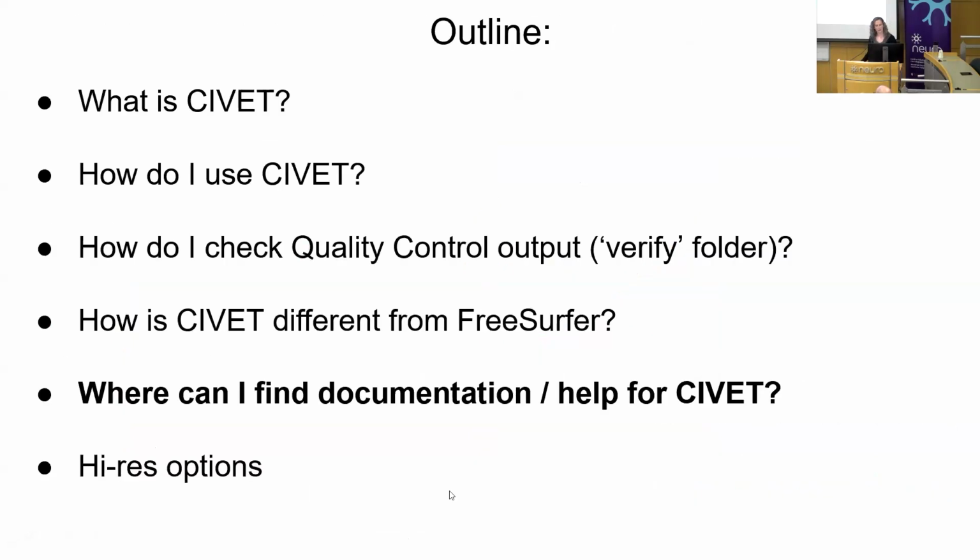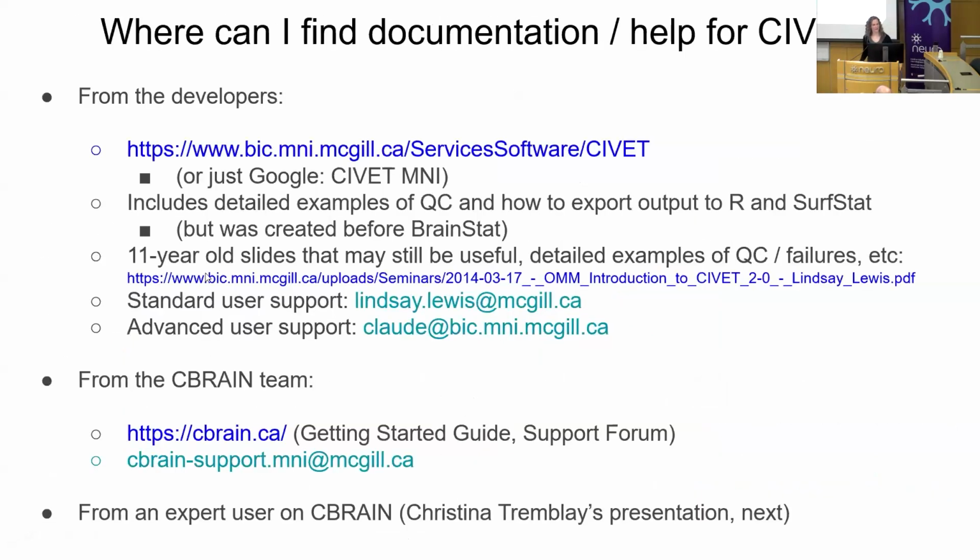Okay, where can I find documentation or help for CIVET? There are many places. There are a few different perspectives, which I think are all valuable in their own way. From the developers, we did update this first link recently enough. Or you can just Google CIVET MNI, and we have lots of examples of quality control and how to export to R and SurfStat. But again, we created this before BrainStat, so you would have to separately look at their own documentation. A lot of what I'm saying today is based on updates from these 11-year-old slides. But I do have more examples there of quality control that failed, so you can compare good versus bad and get a better feel for it.